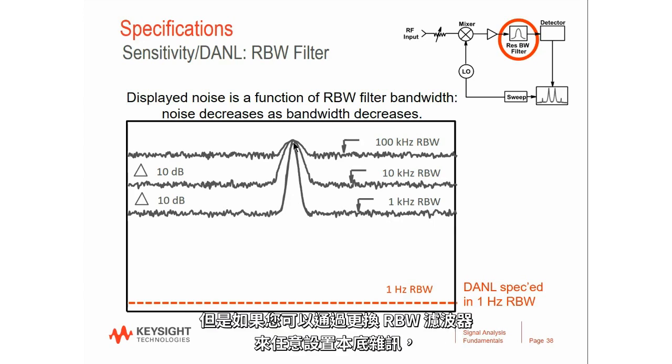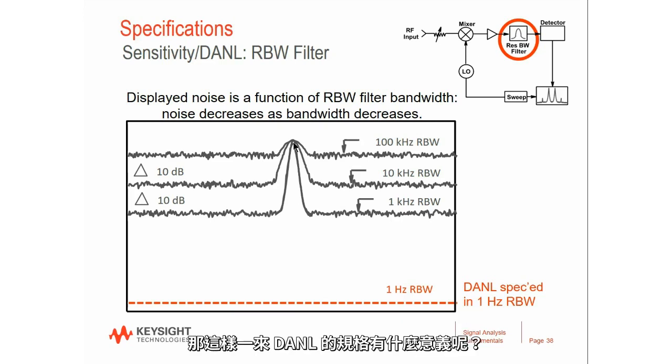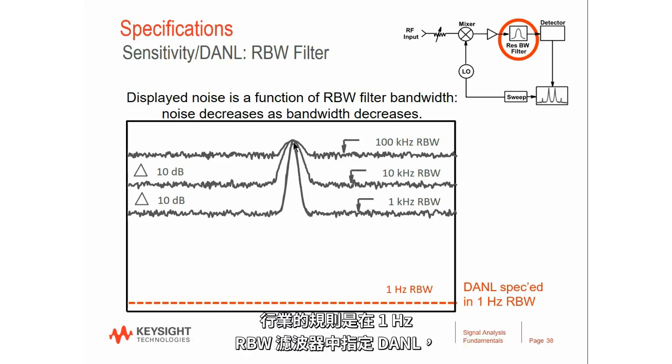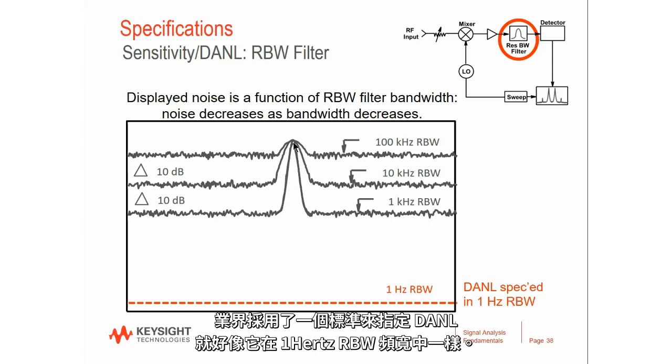But if you can arbitrarily put the noise floor anywhere you want by changing the RBW filter, what is the meaning of a specification for DANL? So the industry norm is to specify the DANL in a 1 Hz RBW filter. It doesn't even matter if you don't use or don't have a 1 Hz RBW filter. The point is that so that all instruments can be compared equally and fairly, the industry has adopted a standard of specifying DANL as if it were in a 1 Hz RBW bandwidth.